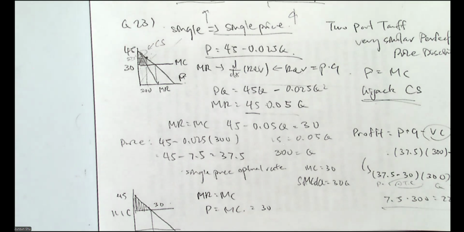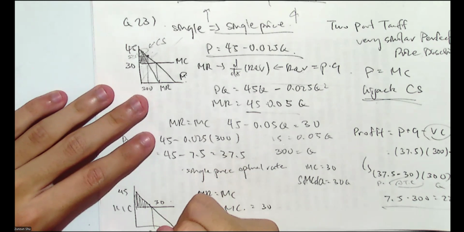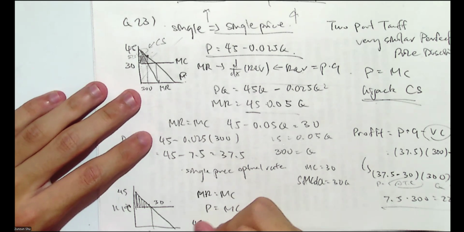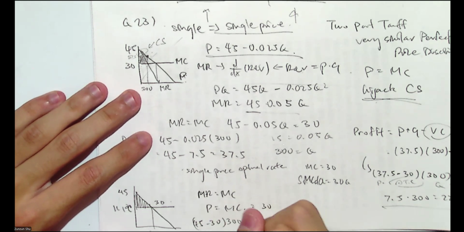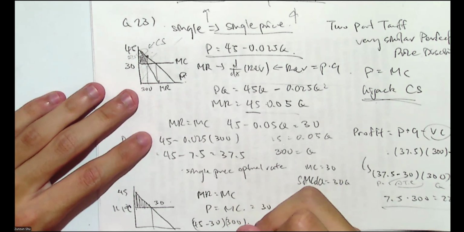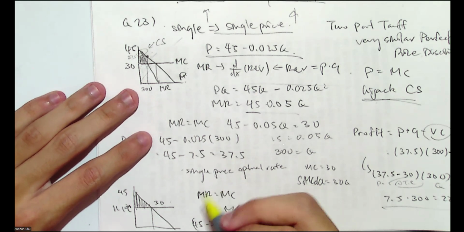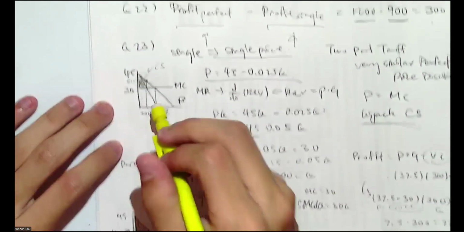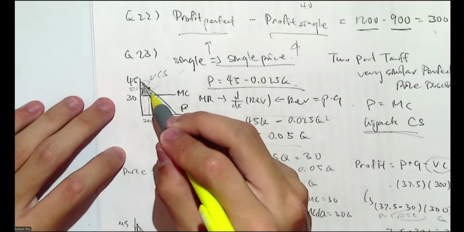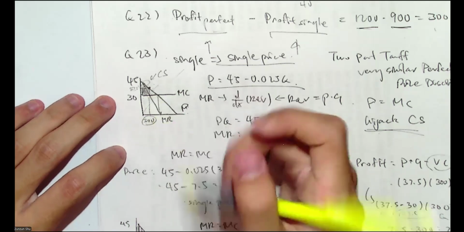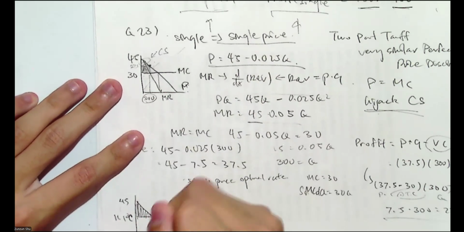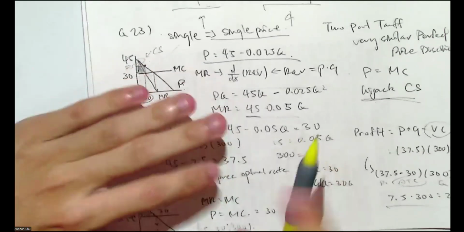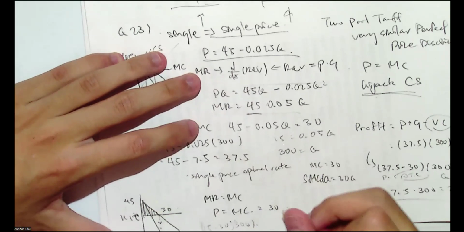How much is that? Well, it's going to be 300, right? So this is 30. 45 minus 30 times 300 times, actually, no, hold on. Coming back to this graph, this is not the same quantity anymore. There is 300, so we can't use it like this. So let's go back. We know that price is 30. That's good, but we don't know what the quantity is yet.